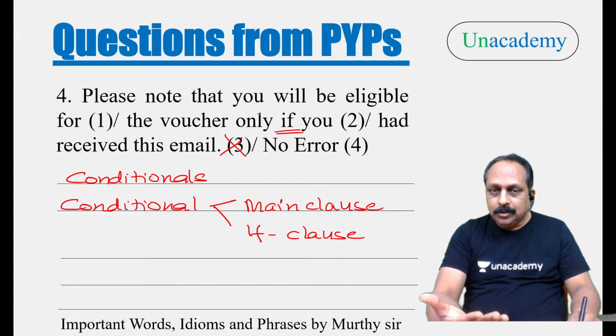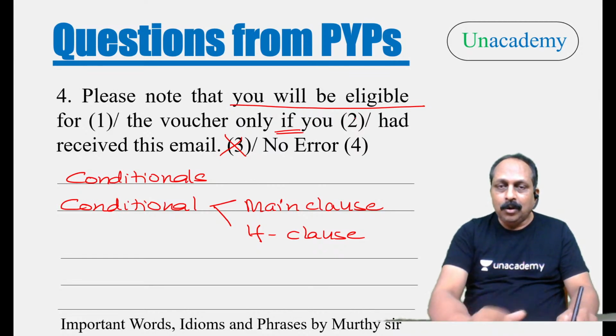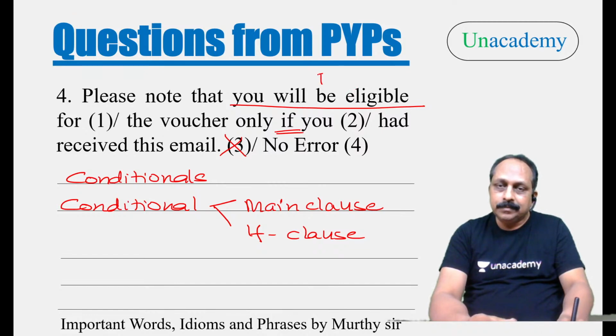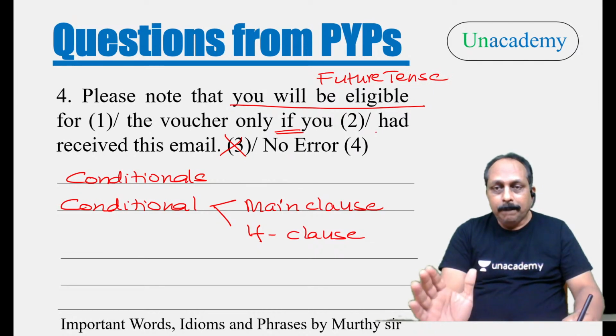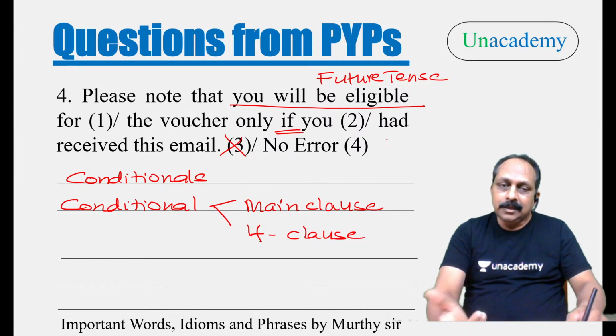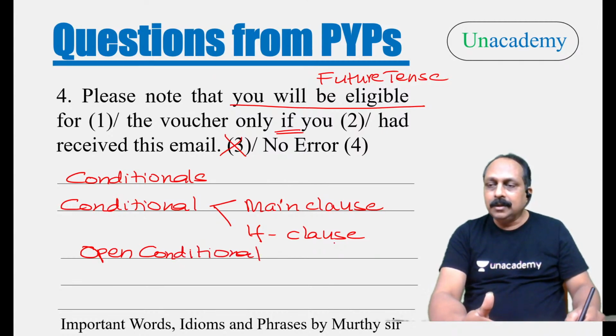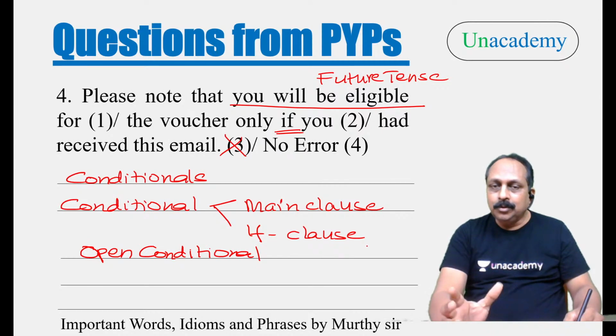Tell me what is the main clause over here? Answer my question. What is the main clause? The clause with if is the if clause, the clause without if is the main clause. Here, the main clause is in future tense. Then you can decide: main clause in future tense, then the if clause should be in present tense. Then it is known as open conditional. You should be able to make out which conditional this is. Open conditional, what are the 2 tenses?